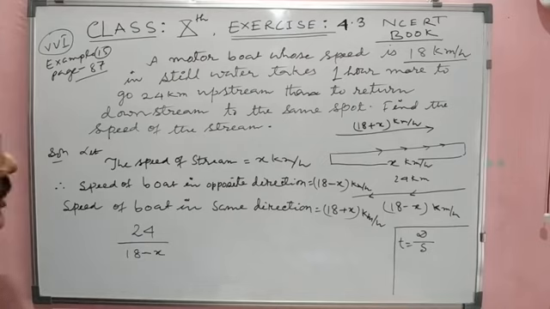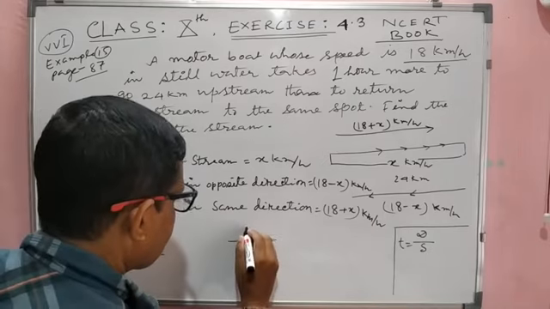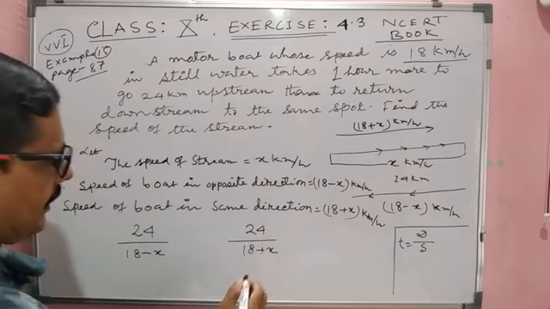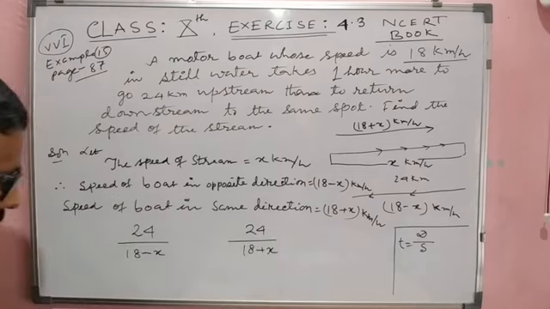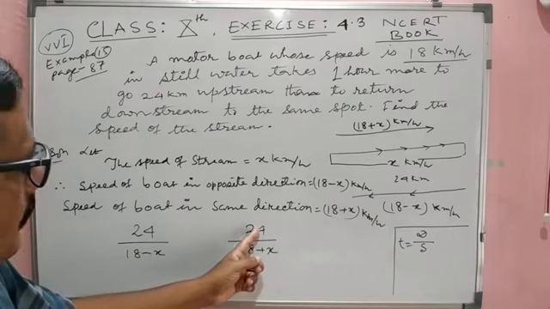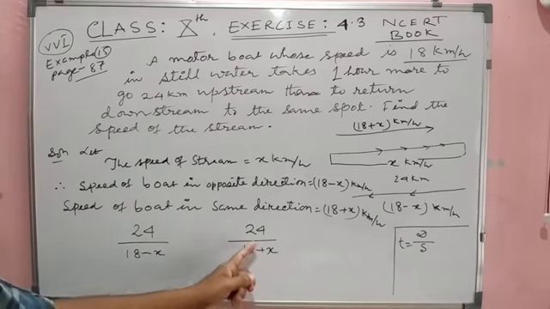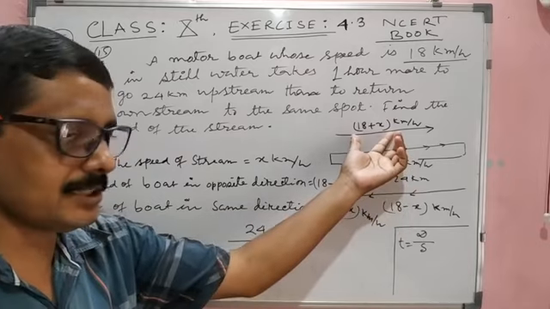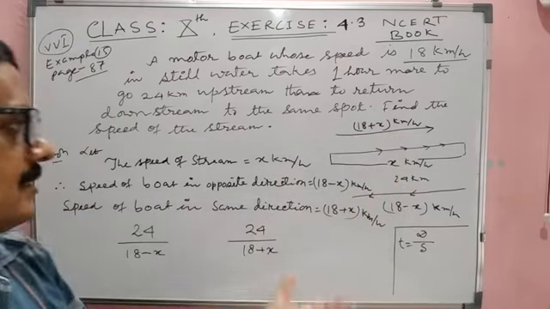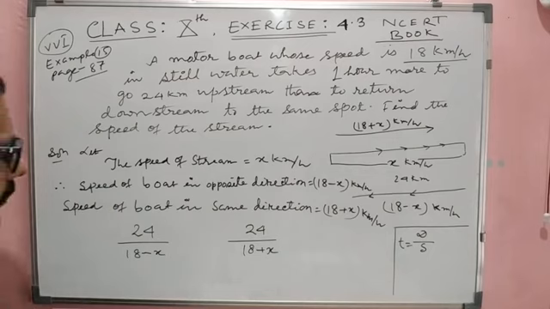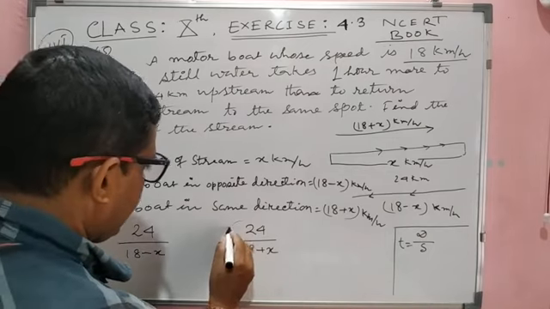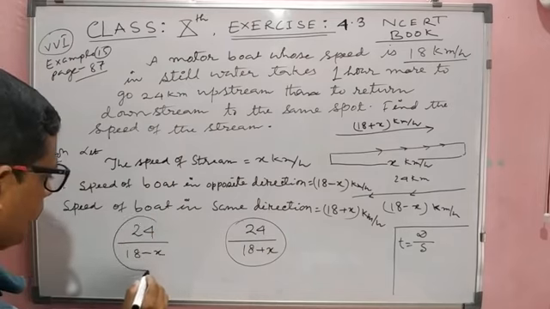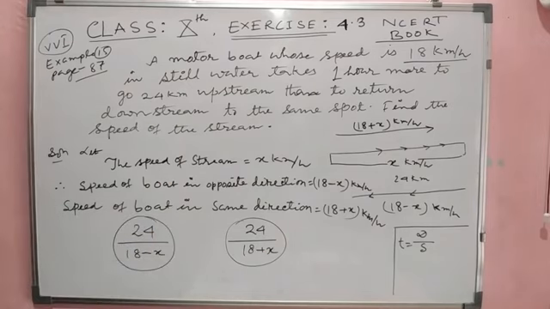Again in the same direction, distance is the same, but the speed is 18 plus x kilometer per hour. So now time taken will be 24 by 18 plus x, that is time taken equals distance by speed. Distance 24, but now speed is 18 plus x kilometer per hour. So this is the time taken in same direction, and this is the time taken in opposite direction.